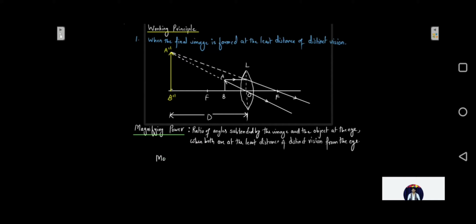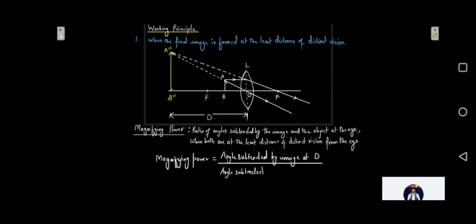So magnifying power, that is magnification, is going to be equal to the angle subtended by the image at the least distance of distinct vision, which I will put as capital D, divided by the angle subtended by the object at the same distance, that is, the least distance of distinct vision.